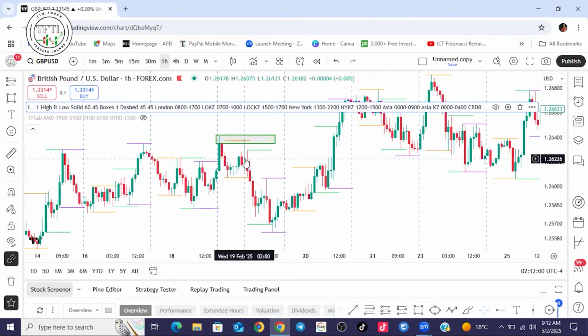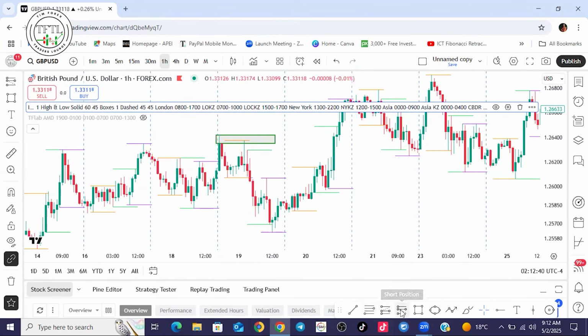Okay, so the time of the day, this is at 2 a.m., right? So when we are talking about 2 a.m., 2 a.m. is when the London kill zone is beginning, right? So the London kill zone begins at around 2 a.m. So the open of the London kill zone. So the price jumps, because you can see this 2 a.m. New York time, the price jumps into that level.